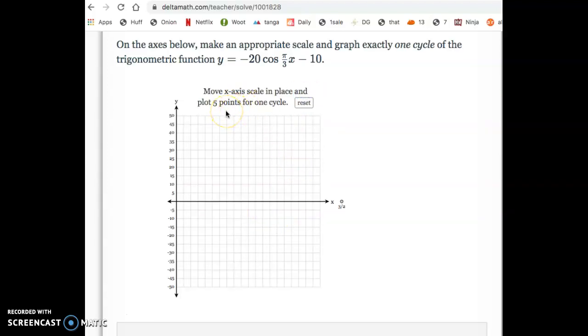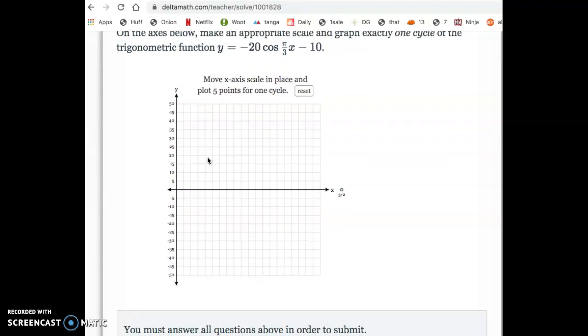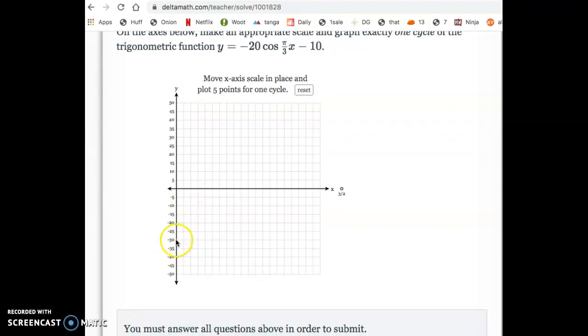So now I need 5 points. You must answer all questions in order to submit. So that means that I have to put all five points on here and then drag this interval to the right spot, basically to my first dot. So since this is negative cosine, it starts at the min, and I decided my min was at -30. Now I can't draw my midline here, so you have to know that your midline was at -10, remember right there. So my next point, I'm just going to put it here for ease of use, but you can pick the very next point if you want.